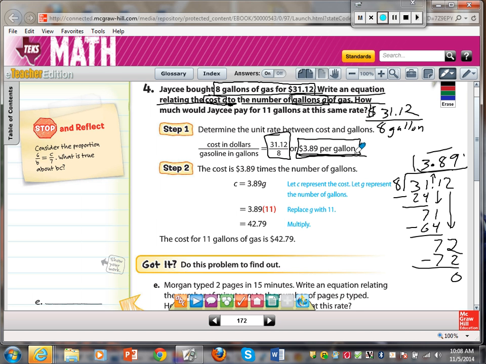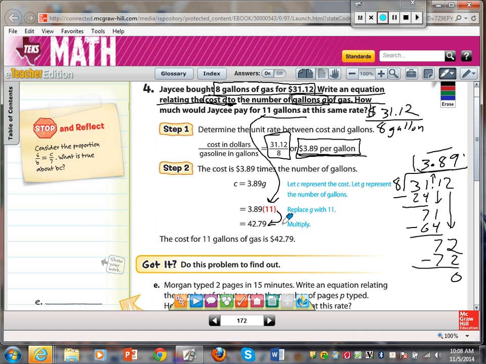Now that you know how much it is for 1 gallon, you could say, well, the cost is equal to $3.89 per gallon times the amount of gallons that we want to buy. So then you want 11 gallons. So you can substitute 11 in here. Okay? So then you would do the multiplication and you would get this answer here.